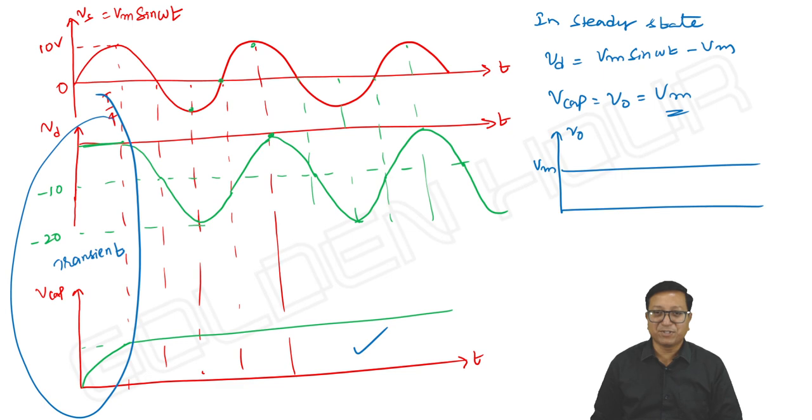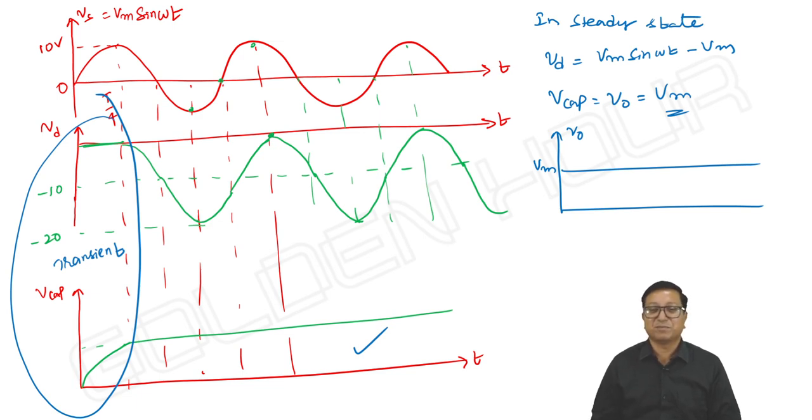Earlier, the waveform was like half sine waves, whose average value is Vm by pi for the half wave rectifier. Here it is simply Vm. So pi times the previous result. It's an excellent result. Okay. So this is how we can see the capacitor filter working.